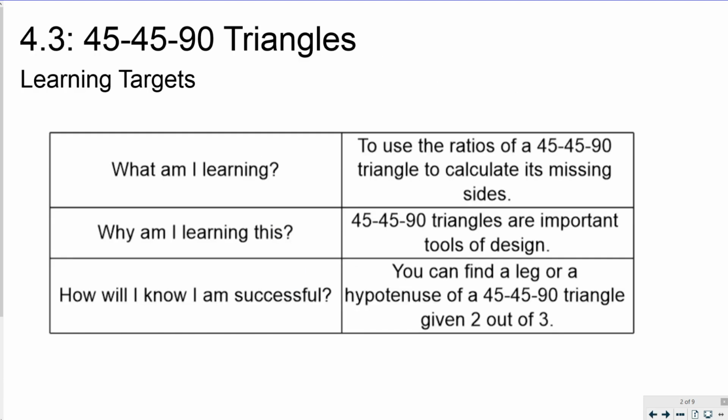So 45, 45, 90 degree triangles, we're going to be learning to use the ratios of a 45, 45, 90 degree triangle to calculate missing sides. We're doing this because 45, 45, 90 degree triangles are important tools of design and construction. And then you're going to be able to find a leg or a hypotenuse of a 45, 45, 90 degree triangle given 2 out of 3 or 1 out of 3 sides.